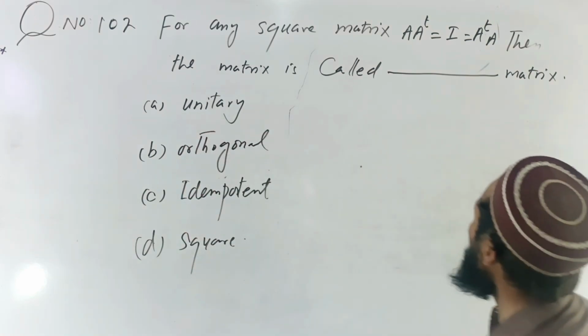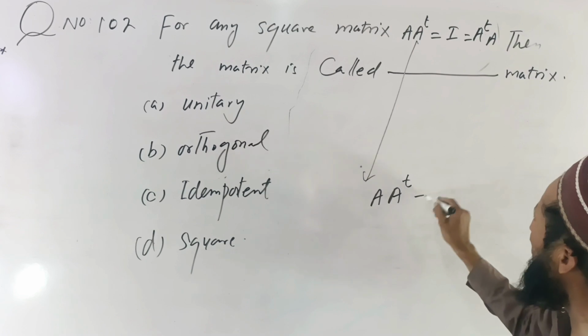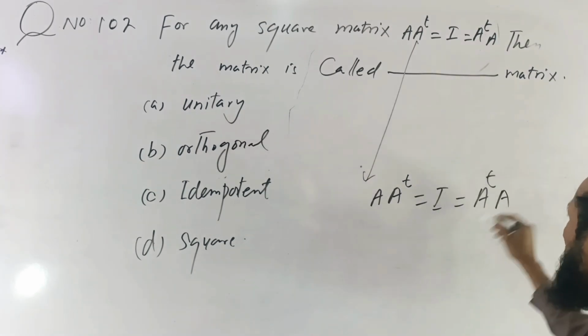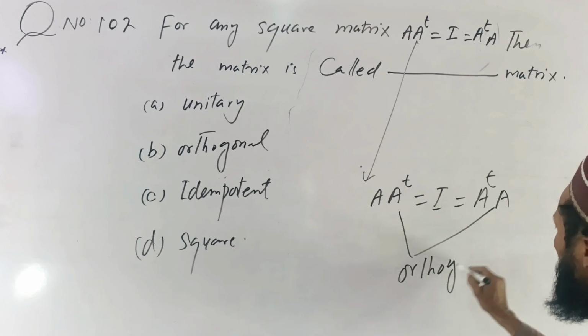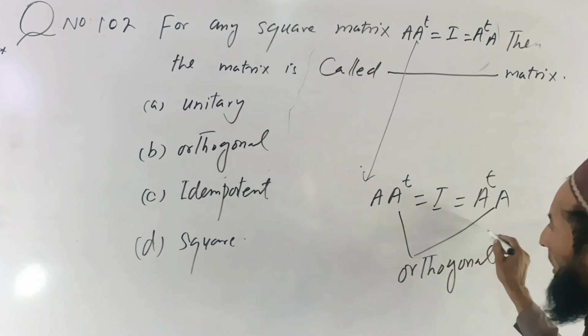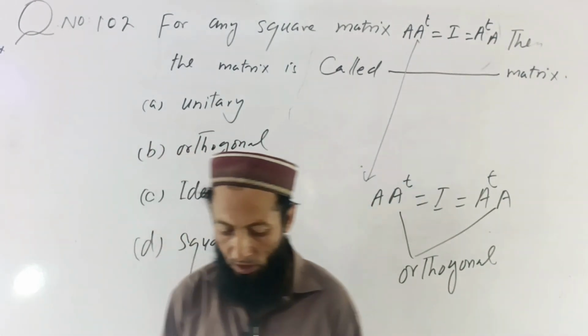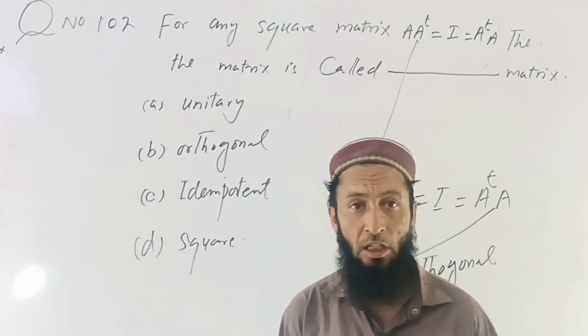Look here, this is the definition: if A transpose is equal to the identity, and once again if we change the places, both are the same, so both are orthogonal matrices. In this situation, orthogonal matrix, they are perpendicular, we can also say that. In case of a vector, they are perpendicular to each other.